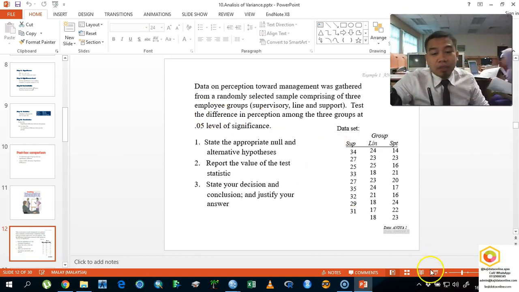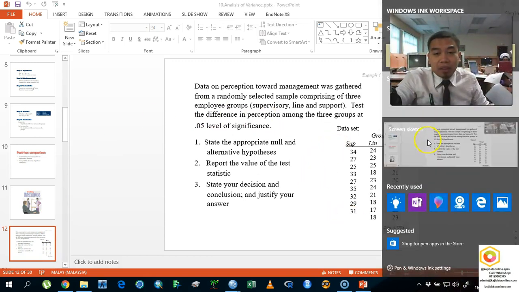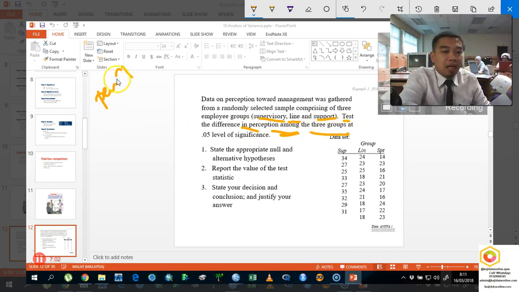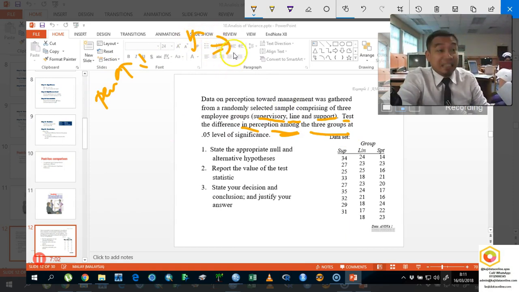Very good. Okay, first of all, let us look into this condition or question. Data on perceptions towards management was gathered from a randomly selected sample comprising 3 employee groups. The first one, we call supervisory, line, and support. Test the differences in the perception among the 3 groups. Are their perceptions high or not high? Higher perceptions means that they perceive their management as good. This is just an example, okay?